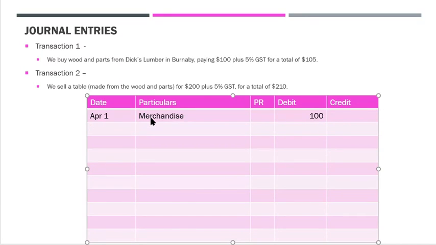And we have GST, and we're going to use something called GST refundable. This is GST that we are paying, but the government needs to pay us back. And finally, our cash is $105. We're paying for the merchandise and the GST refundable. Put in an explanation.